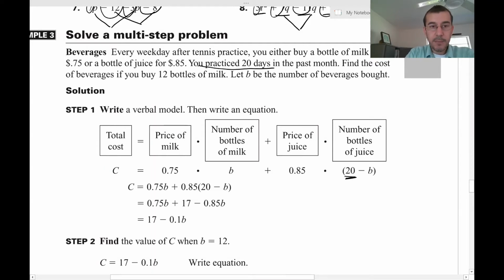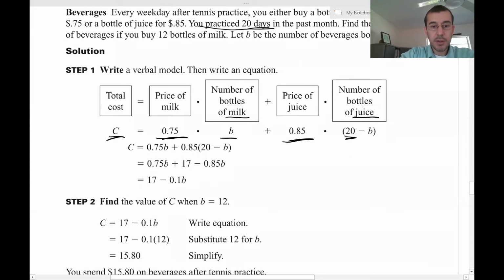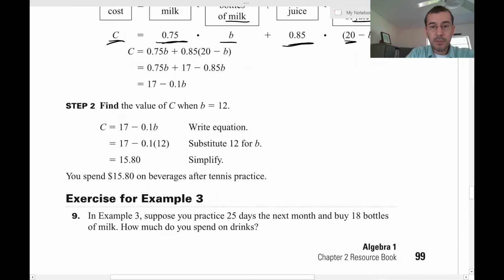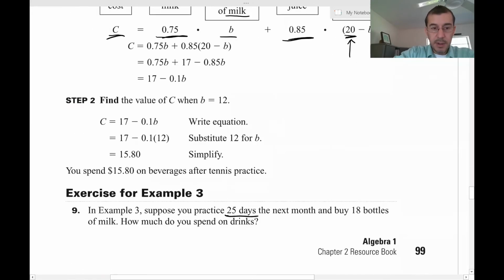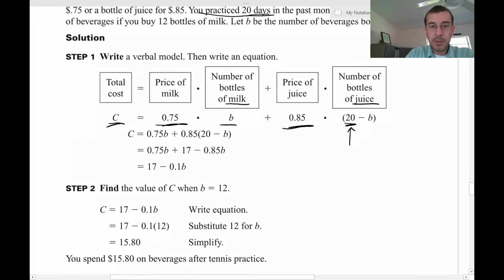So each day someone buys either milk or juice. So if B is the number of bottles of milk, and it's 20 days, 20 minus B is the number of bottles of juice the person is buying, and that's the total cost. And this is the price of milk, price of juice. Now the question is, what if it's not 20, but it's 25 days? So this becomes 20, from 20 to 25, and then buys 18 bottles of milk. So B becomes 18.